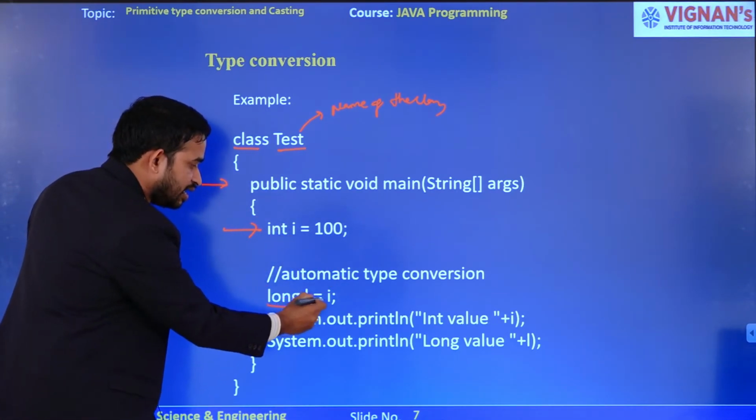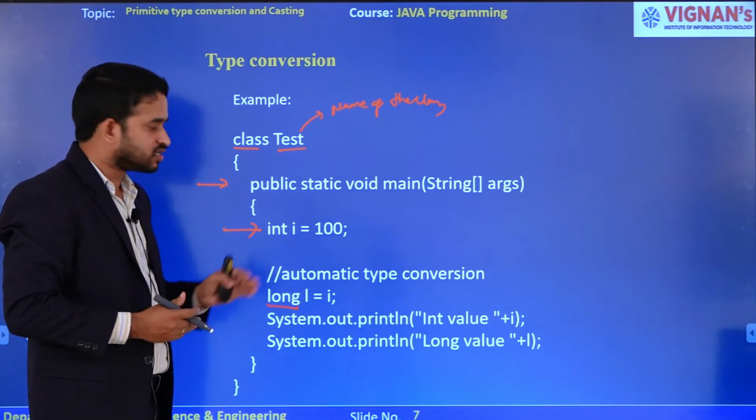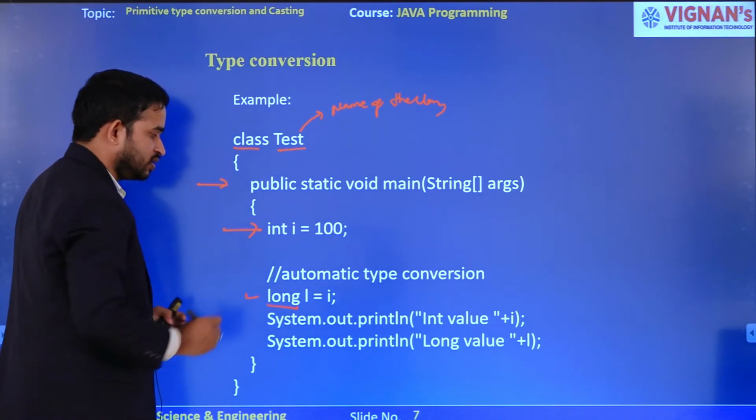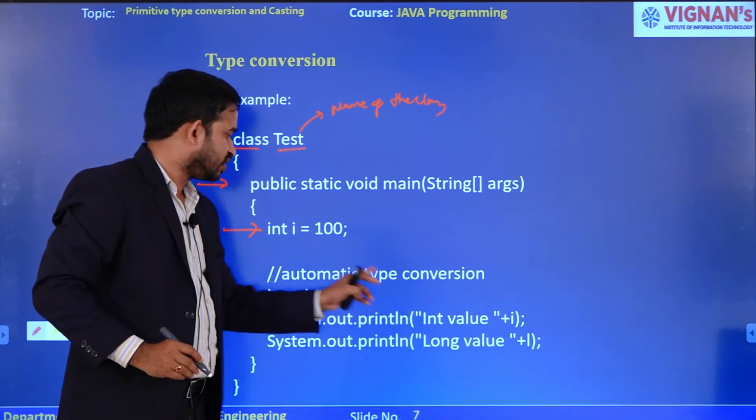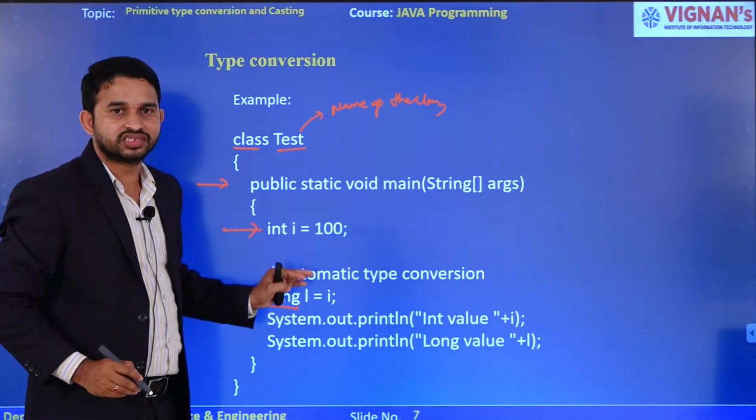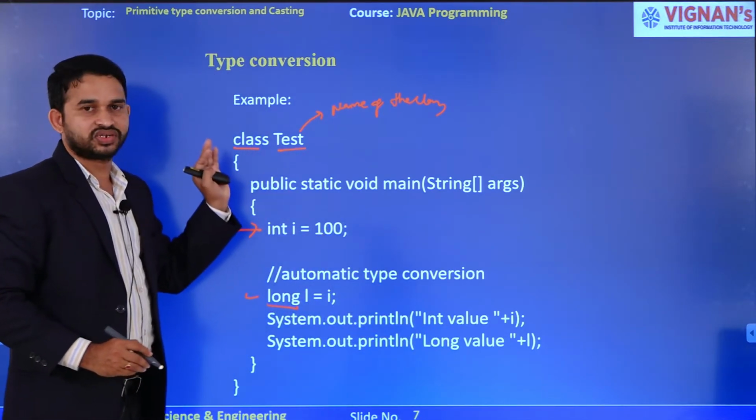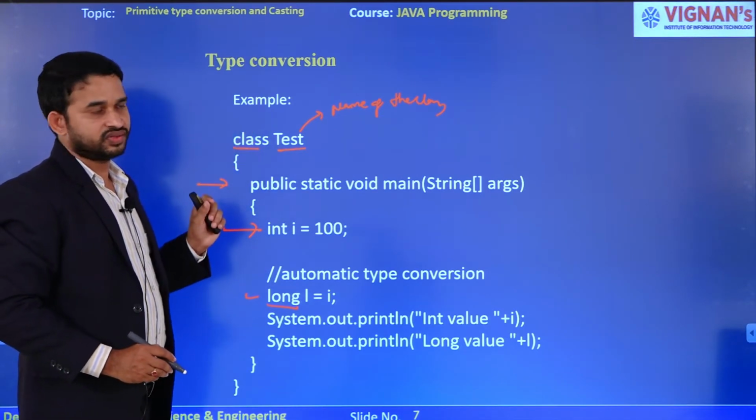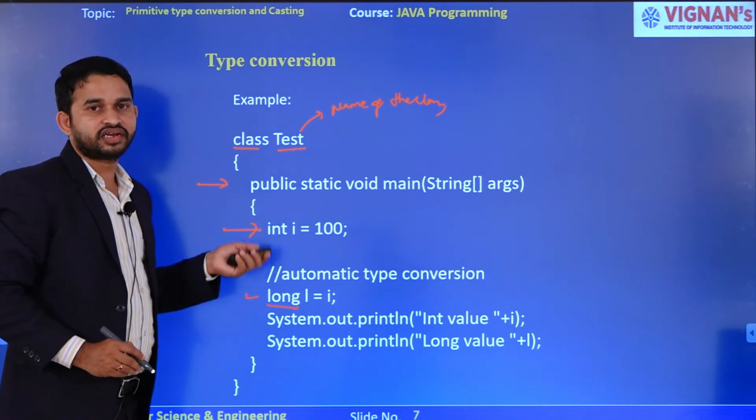So long l = i. This is possible, right? Why? Because both the data types are compatible with each other. So System.out.println: the value of i is 100, and the value of long l is also 100. This is the best example for automatic type conversion, which we also call widening. So this is the example for automatic type conversion.